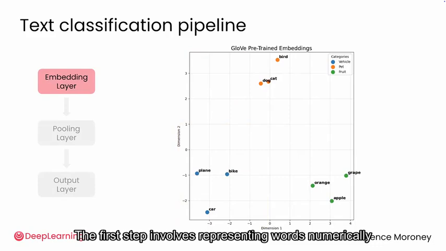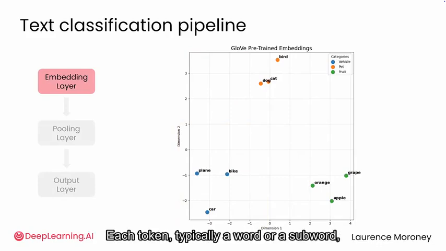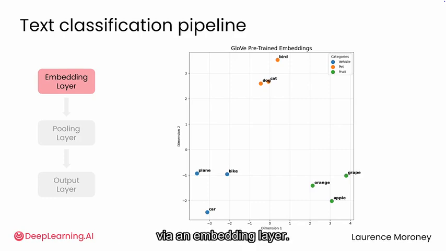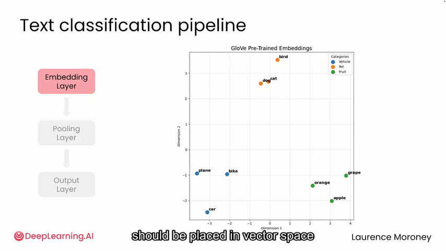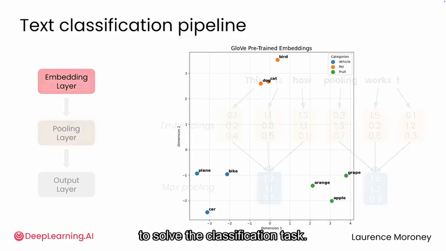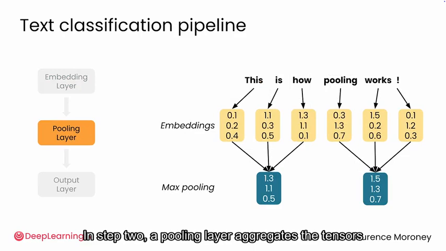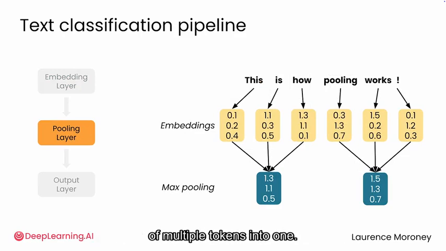The first step involves representing words numerically to capture their meaning. Each token, typically a word or a subword, is mapped to a vector of real numbers via an embedding layer. These embeddings are learned during training as the model determines where each word should be placed in vector space to solve the classification task. In step 2, a pooling layer aggregates the tensors of multiple tokens into one.